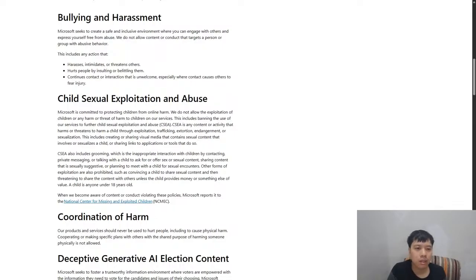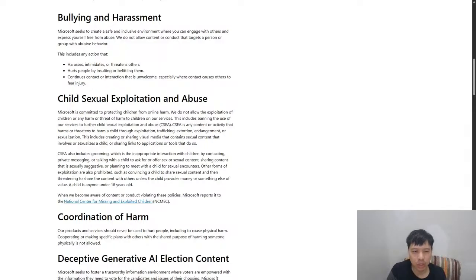And then continuing on, child sexual exploitation and abuse. Microsoft is committed to protecting children from online harm. We do not allow the exploitation of children or any harm or threat of harm to children on our services. This includes banning the use of our services to further child sexual exploitation and abuse, or CSEA. CSEA is any content or activity that harms or threatens to harm a child through exploitation, trafficking, extortion, endangerment, or sexualization. This includes creating or sharing visual media that contains sexual content that involves or sexualizes a child, or sharing links to applications or tools that do so.